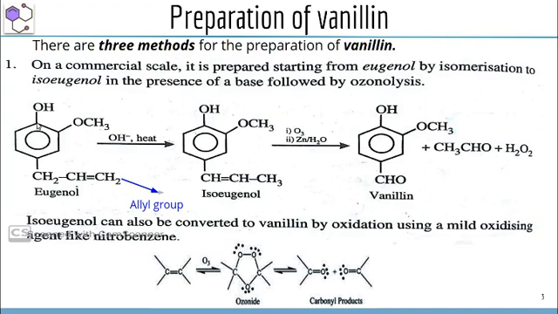So we can name it as, this carbon is 1, 2, 3, 4, 4-allyl 2-methoxy phenol, which on heating with a base will get isomerized to isoeugenol. That means this allyl group will get isomerized to this form, CH3 CH double bond CH. Then isoeugenol on treating with ozone and followed by zinc and H2O. This process is known as ozonolysis.